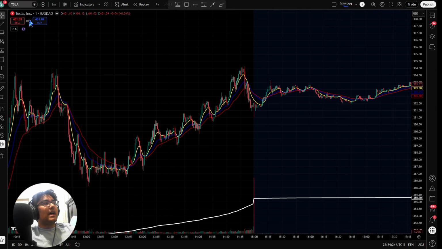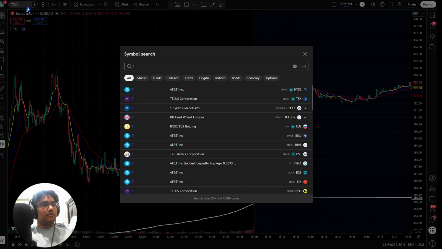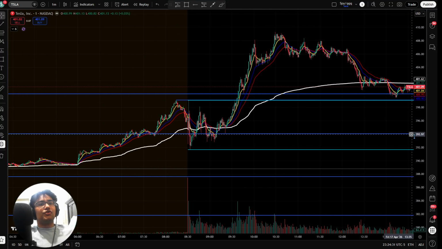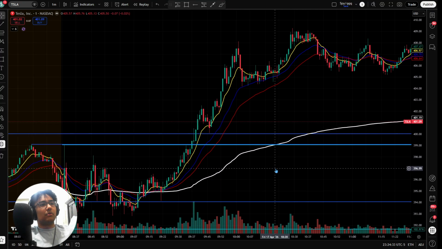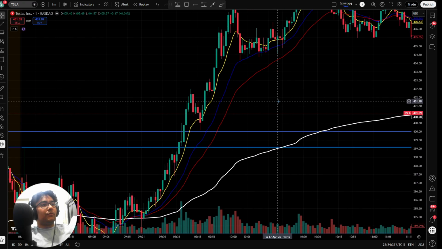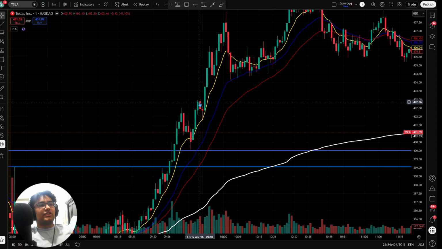Do I see any other examples? Let me pull up another trade today, right? Let me pull up literally Tesla today. Tesla today had an insane run. Let me give you an example of that as well. So do we see any order blocks forming here, right? Do we see any order blocks? No real order blocks to play off here.